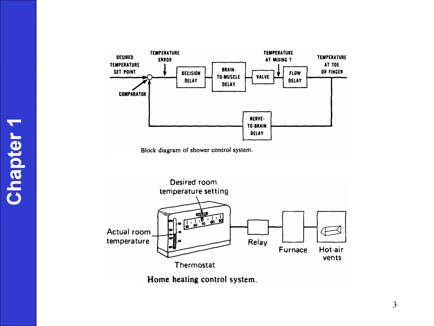What exactly happened on slide 2 just now is that this is a block diagram of the shower control system. First there is a desired temperature set point, and there is temperature error and this decision delay, brain to muscle delay, the bath temperature at the mixing point, and this flow delay, and then the temperature at the toe or finger. This is what we call the block diagram for the shower control system.